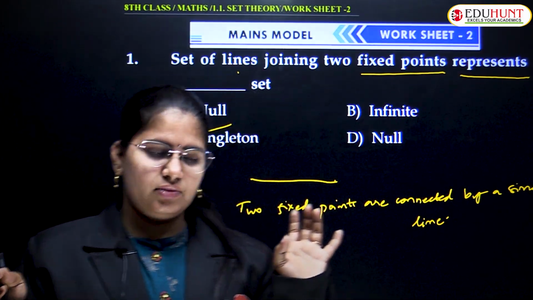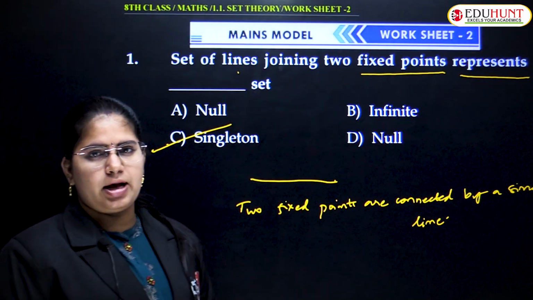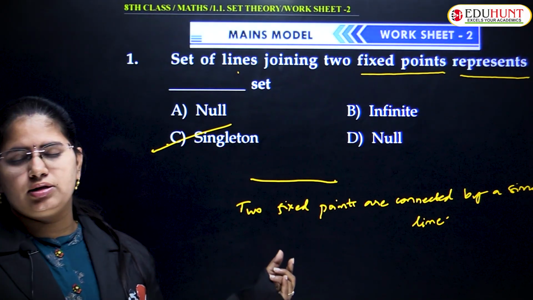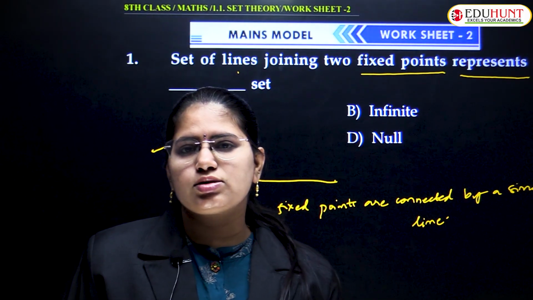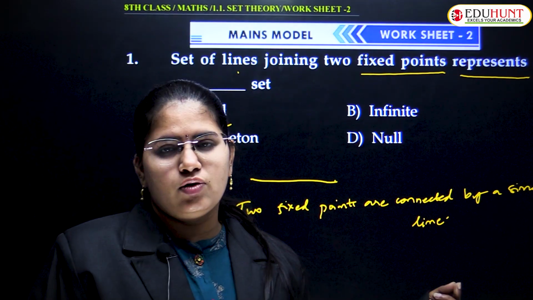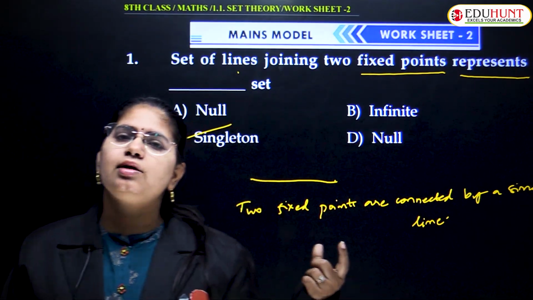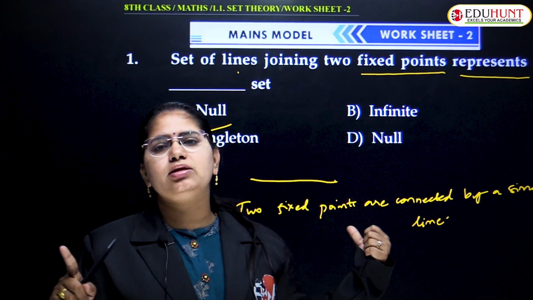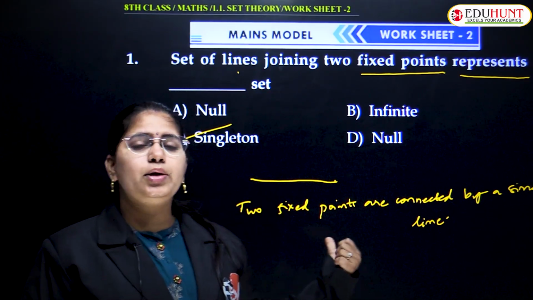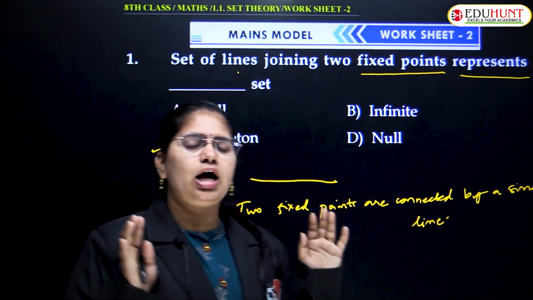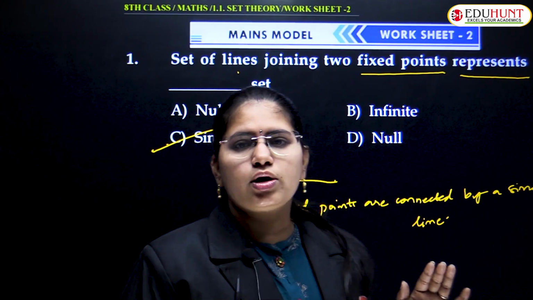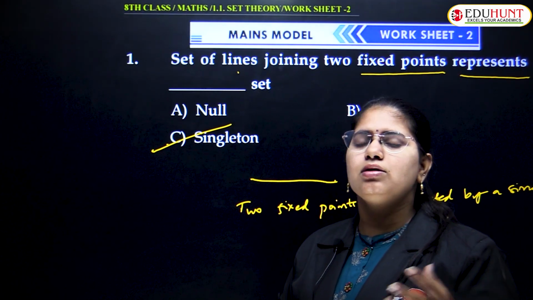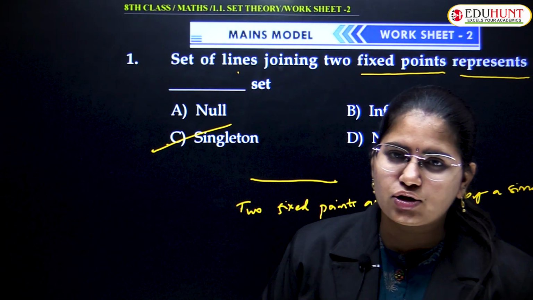Clear? Am I clear with this? Can I get back to the next question? If you have only one element in the set, such a type of set is called a singleton set. What do you call it? Singleton. Single means one. So if you have only one element in the set, I repeat again, how do you define a singleton set? If you have only a single element, then we can conclude it is a singleton set. Can I get back to the next one?